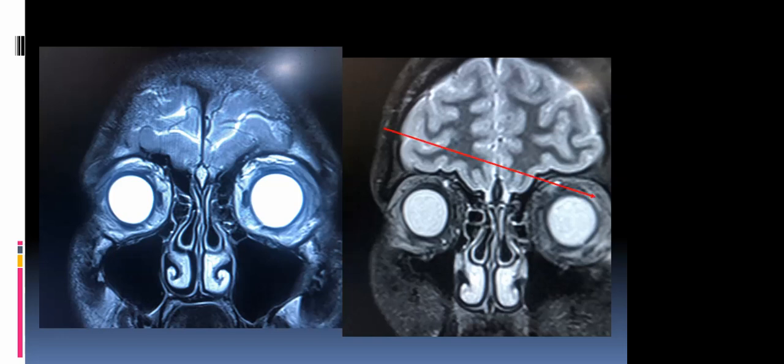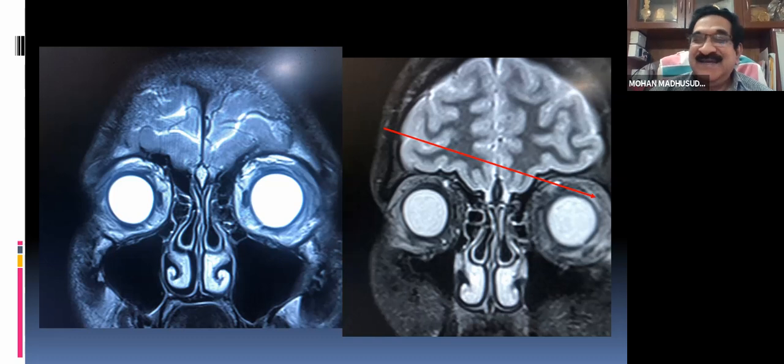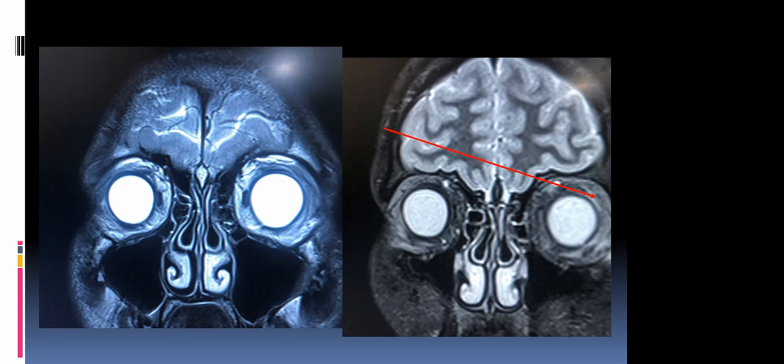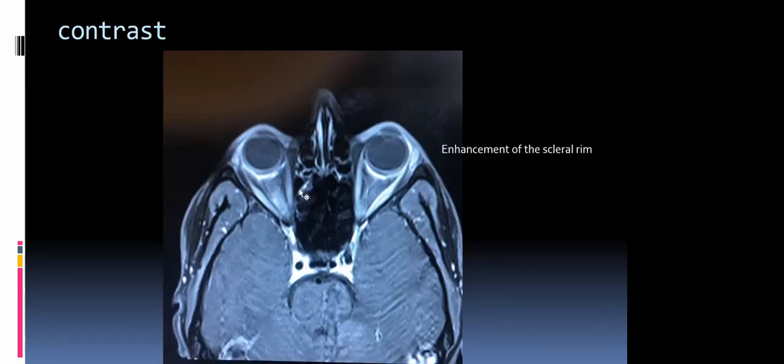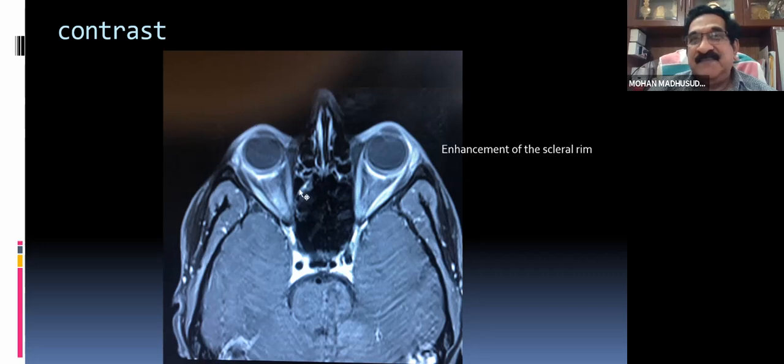Was D-dimer done, sir? This case came earlier, when the D-dimer story had become very popular. Post-COVID popularity. Pardon? One question is the dose of oral prednisolone, sir, you started? Only 40 milligram. Okay, sir.